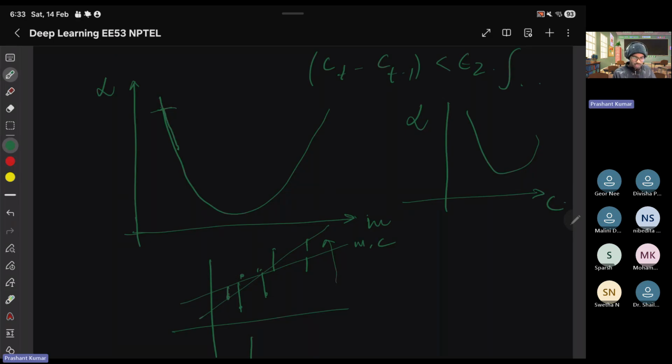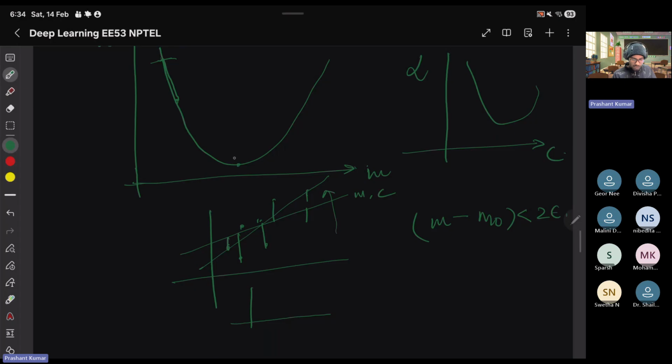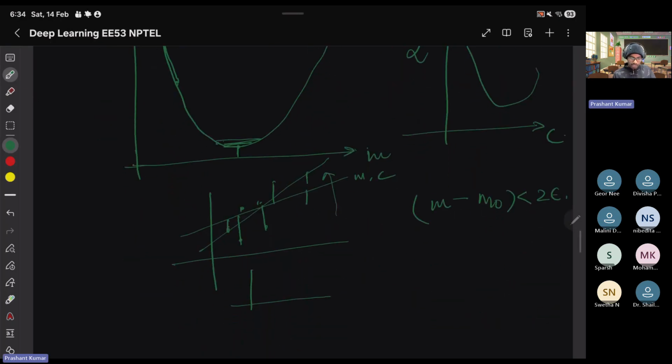You will come here, but when you reach near the optima, when your m minus m naught is less than some 2 epsilon or something like that, what will happen? There will always be some kind of fluctuation rather than reaching the optima, because you are always trying to find the error for a lot of points, the M points. Okay, I should call that K points.